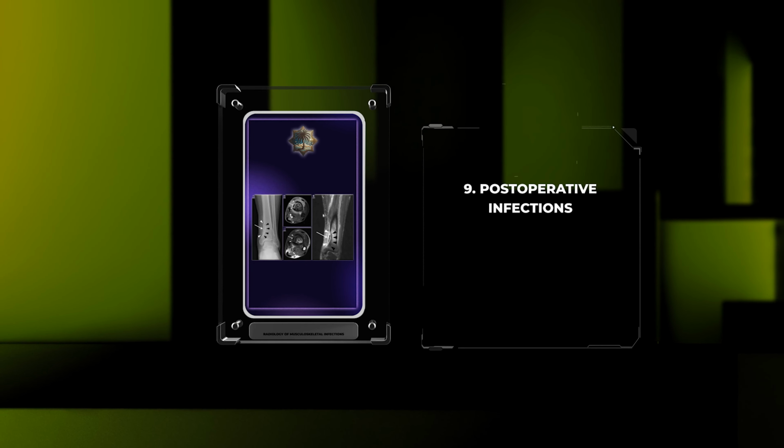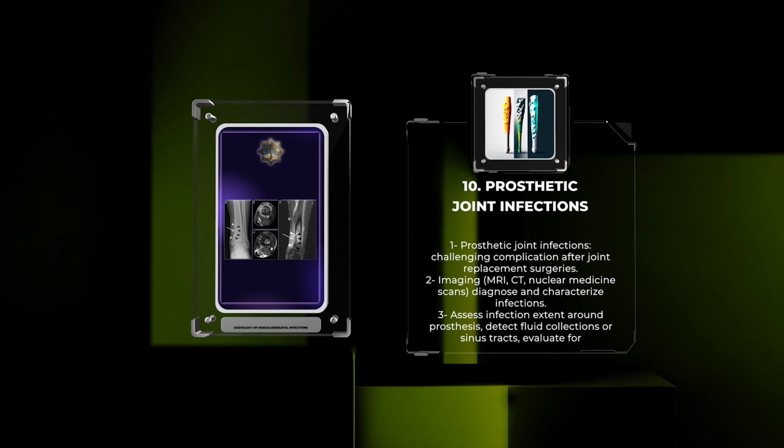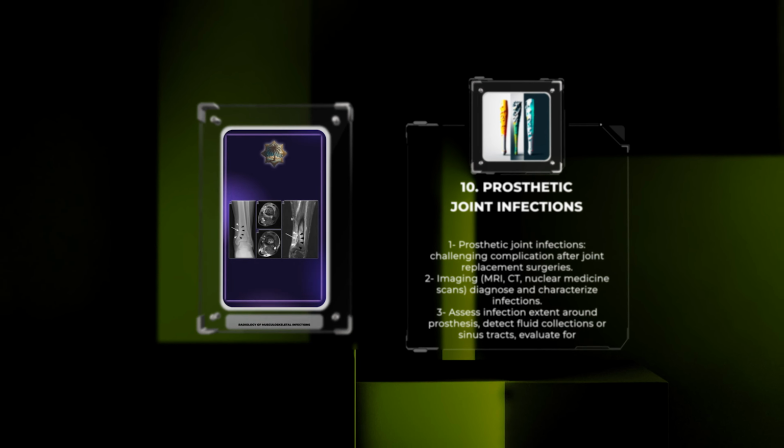Imaging, including MRI, CT, and nuclear medicine scans, aids in diagnosing and characterizing prosthetic joint infections. These modalities help assess the extent of infection around the prosthesis, detect paraprosthetic fluid collections or sinus tracts, and evaluate for loosening or mechanical complications.